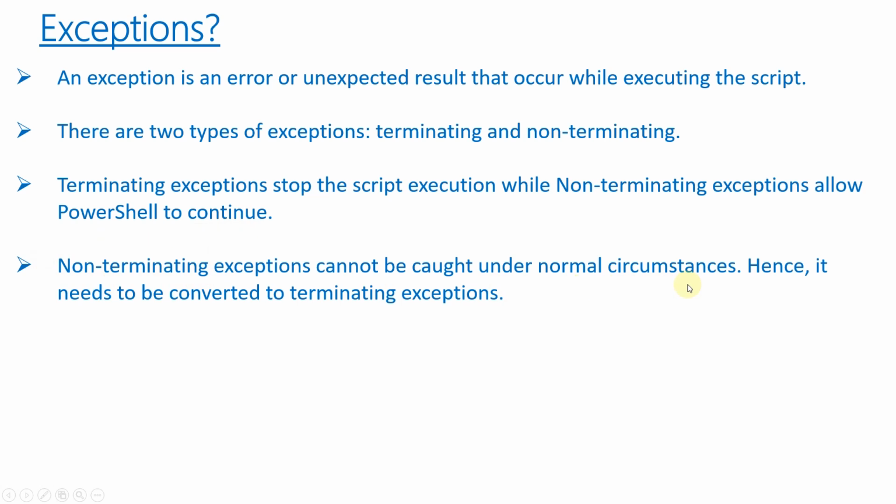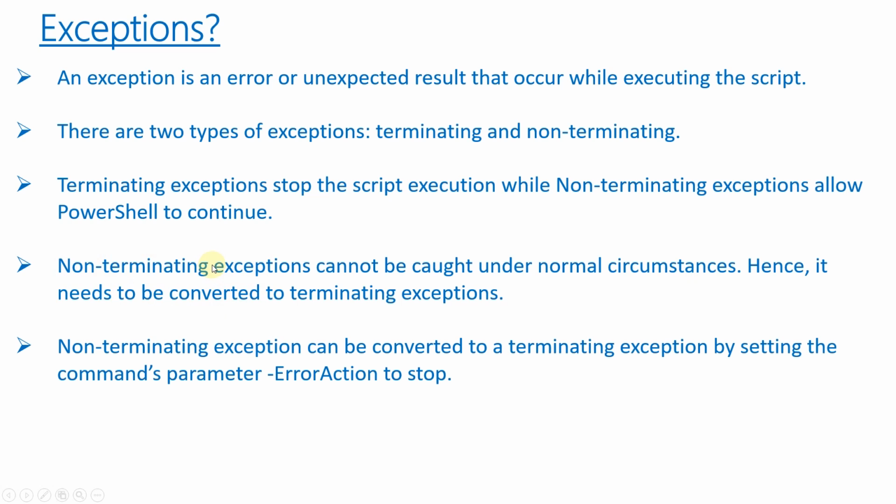But if we want to catch a non-terminating exception, we first have to convert it into a terminating exception, then it will be caught. How can we convert a non-terminating exception to a terminating exception? In PowerShell there is a parameter called ErrorAction. This is a common parameter. We have to use this parameter in any command and pass the value Stop. So whenever a non-terminating exception occurs, execution will stop, meaning the non-terminating exception will be converted to a terminating exception.